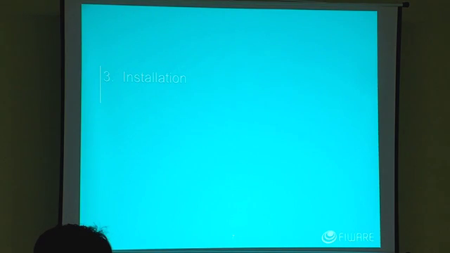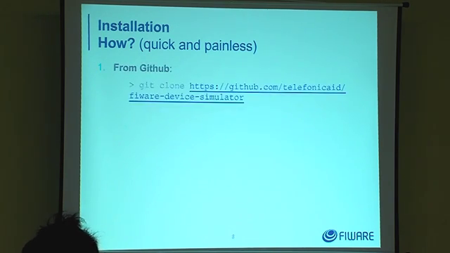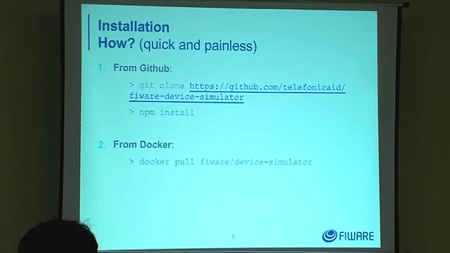So let's see some very quick notes regarding installation. As usual, we will be able to install the simulator using GitHub, cloning the repository and running npm install for the dependencies, and we also made it available through Docker, through Docker Hub. You can just get the image and run it as a container, and you will have your own instance of the device simulator.